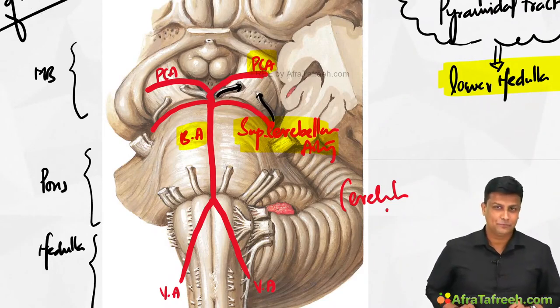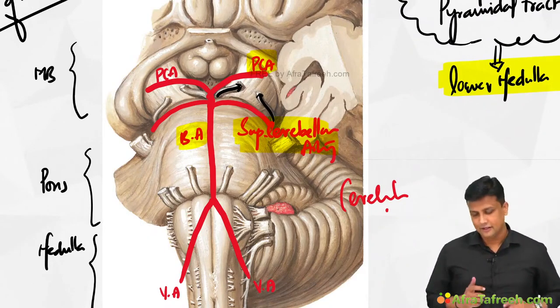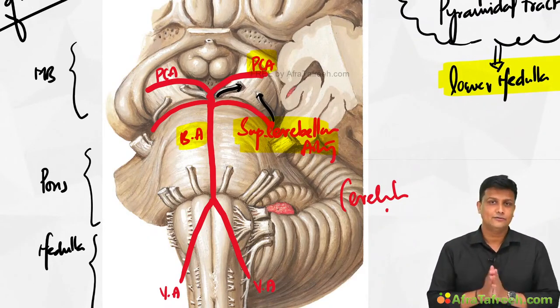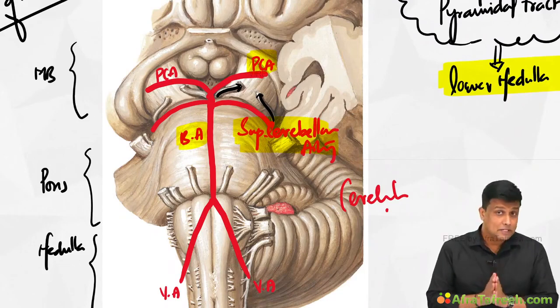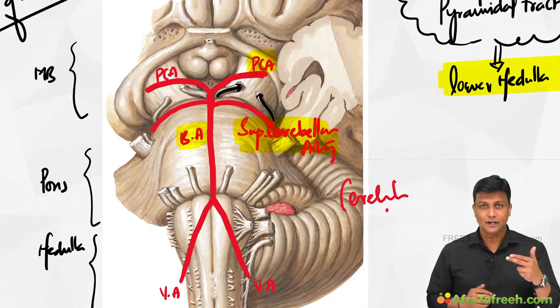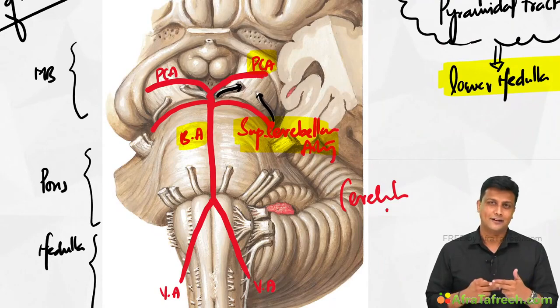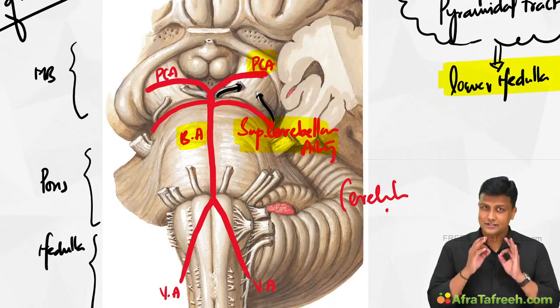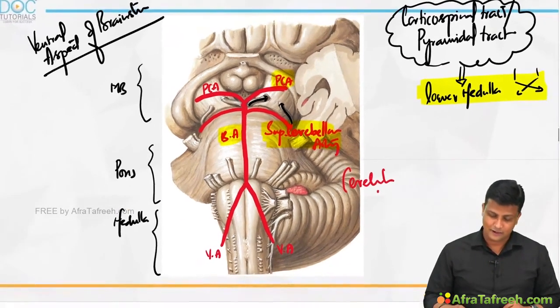Question asked in the exam. It is between which two arteries there? Remember, the third and the fourth nerve, these two nerves are between the posterior cerebral artery and the superior cerebellar artery. I repeat again, posterior cerebral artery and the superior cerebellar artery.